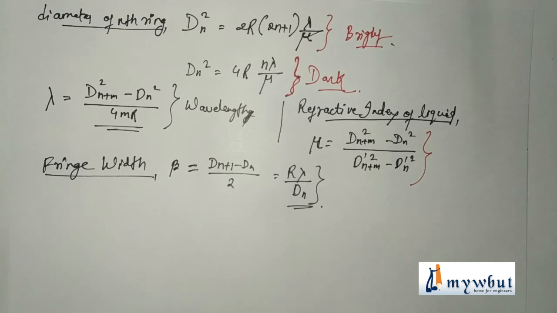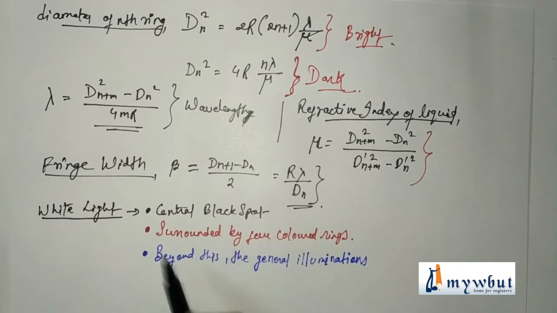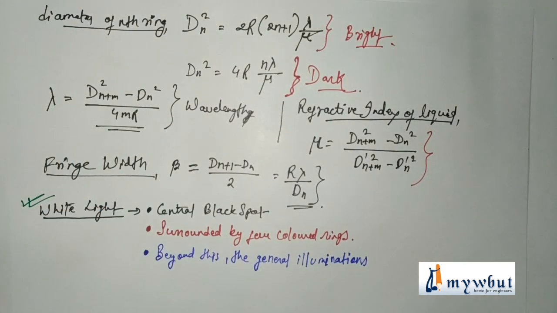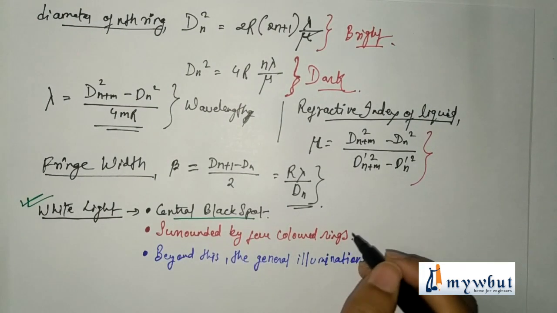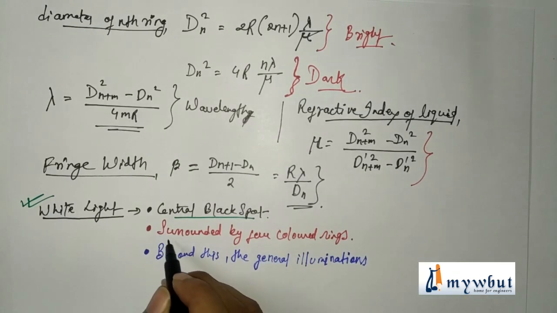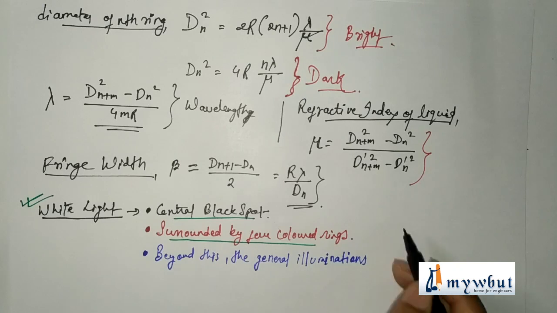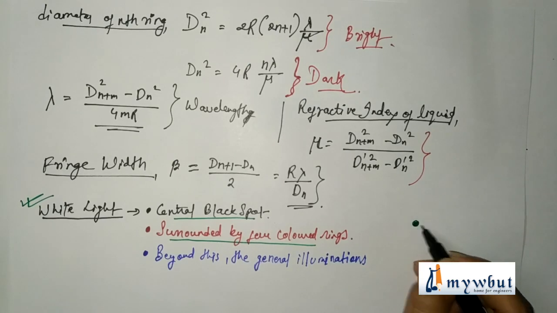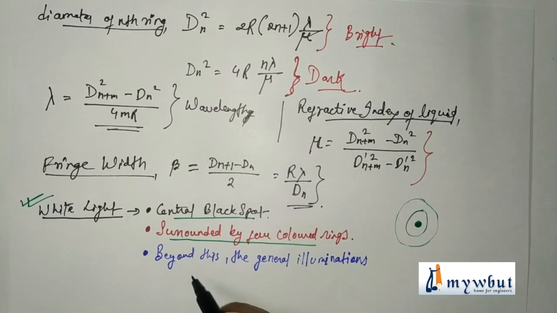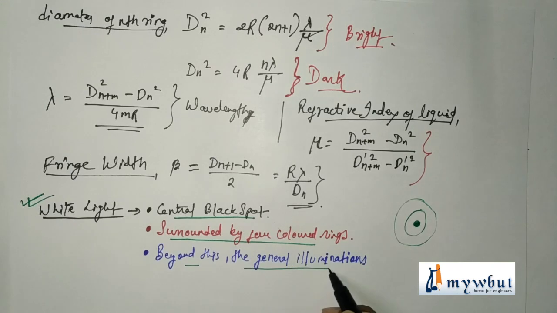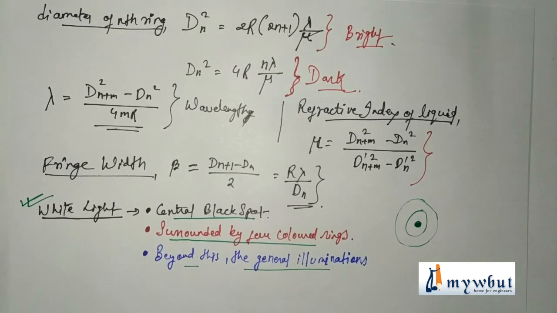So let me write that down for you. This situation will occur if we use white light in place of monochromatic light. Number one, the central spot will be a black spot. Number two, it will be surrounded by a few colored rings. And number three, beyond this the general illumination will be observed. Why the general illumination? Due to overlapping of different colors, because white light is composed of various colors.